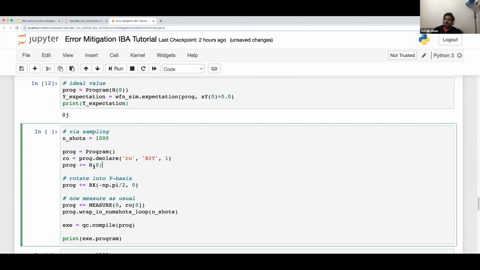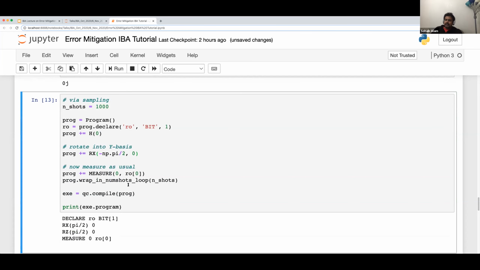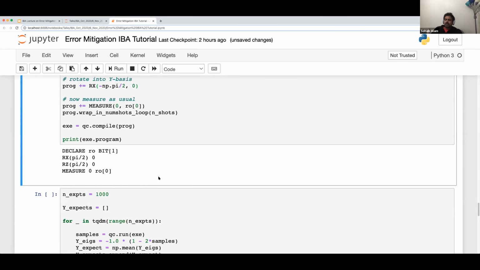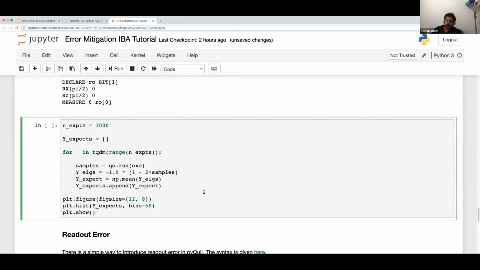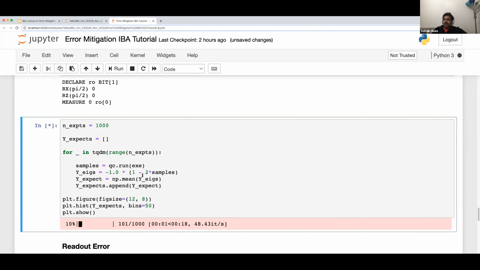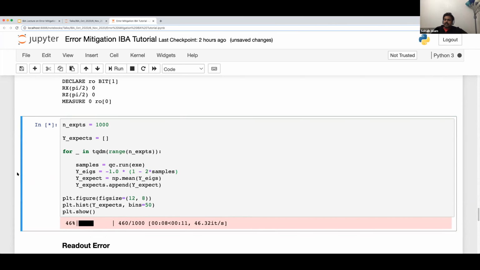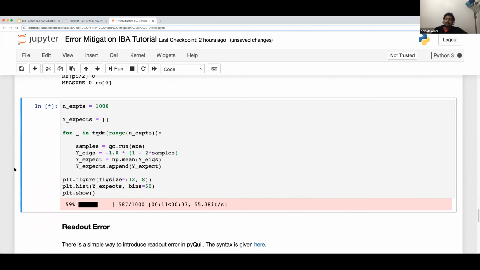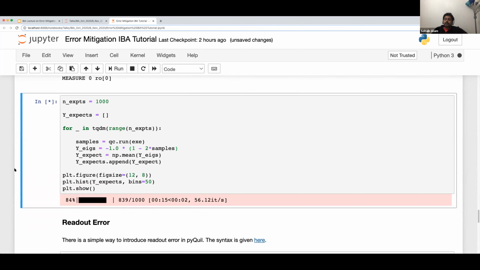And as I just explained, we will first carry out the usual program, but then before measuring, we will rotate it to this so-called y basis. And this is what our compiled program looks like. And as before, I will now just run it over several experiments, taking care of that minus sign. And what I should again see is some bell-shaped distribution that's centered around 0.